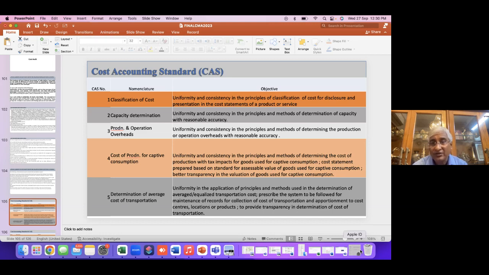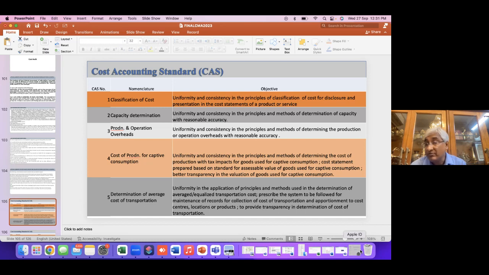locations, or products. As I said, what is transportation? Transportation is for bringing the material as near as possible to the place of use. So transportation apportionment to cost center has to be there. Again, you have to ensure that the data collected for transportation and apportionment are accurate and the data is also captured correctly, to provide transparency in determination of cost of transportation.